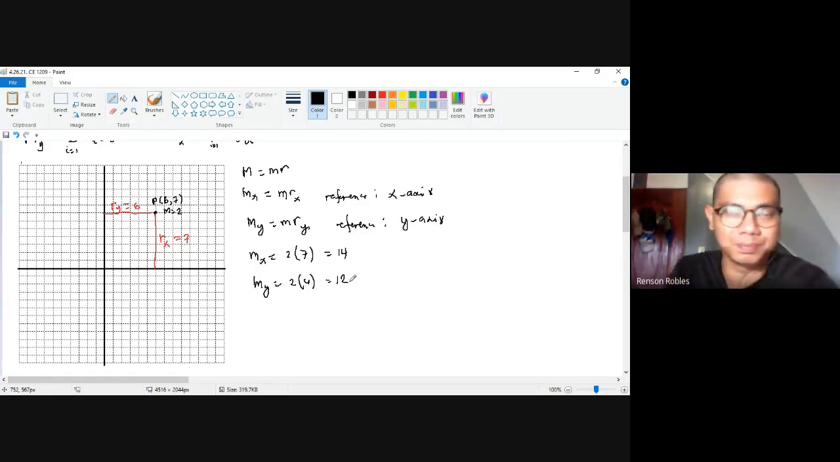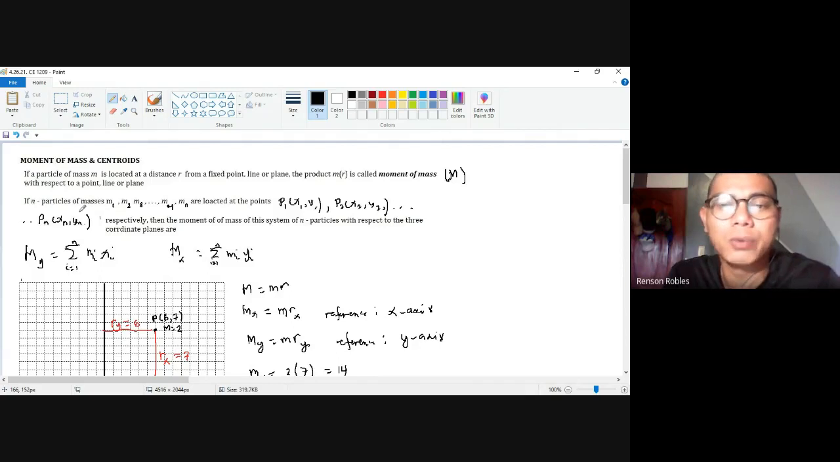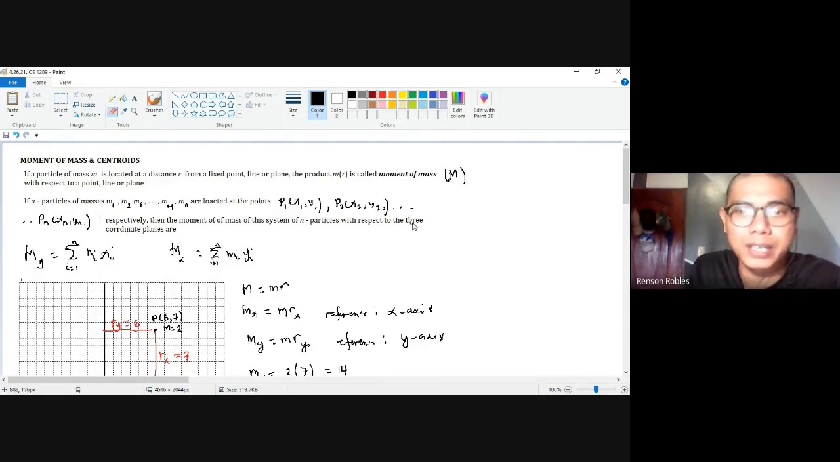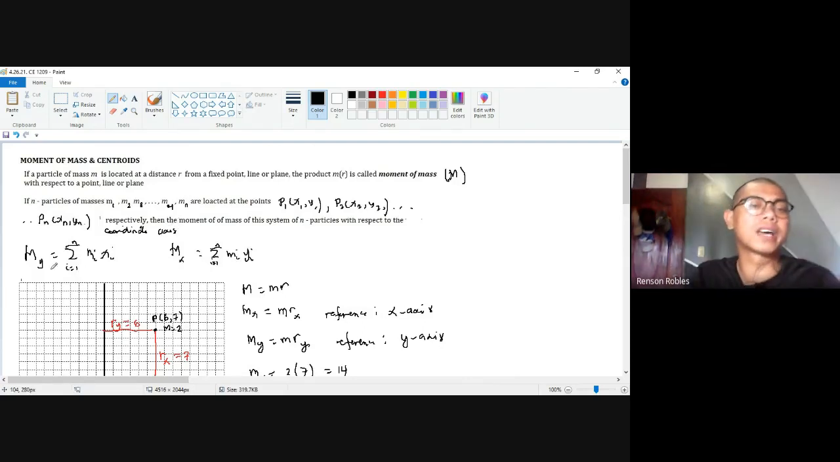Okay, now let's add some more. If n particles of masses m1, m2, m3, running until m(n-1), mn are located at the points P1 (x1, y1), P2 (x2, y2), running until Pn (xn, yn) respectively, then the moment of mass of this system of n particles with respect to the coordinate axes is given by: moment in y is equal to the summation of mi xi, where i runs from 1 to n, and moment in x is equal to the summation of mi yi, where i runs from 1 to n.